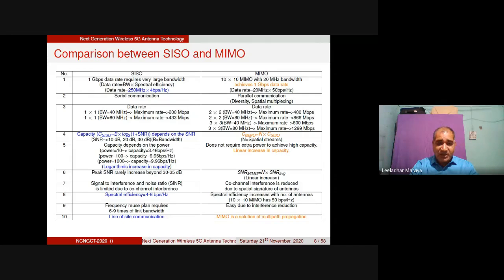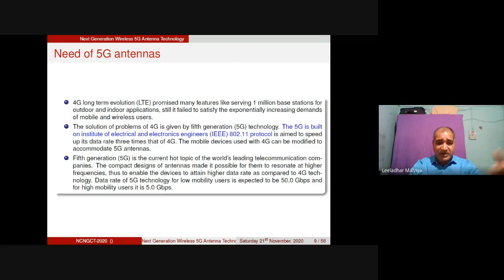So now if we move ahead, the question is that 4G is using the MIMO, but what is the limitation of the MIMO? Because number of users are increasing every day, and 4G is unable to cope up with the increasing mob and their requirements, their services, right? So that's why there must be certain solution given by another technology that is known as the 5G, fifth generation of the technology. And that is built on the IEEE 802.11 protocol itself, right?